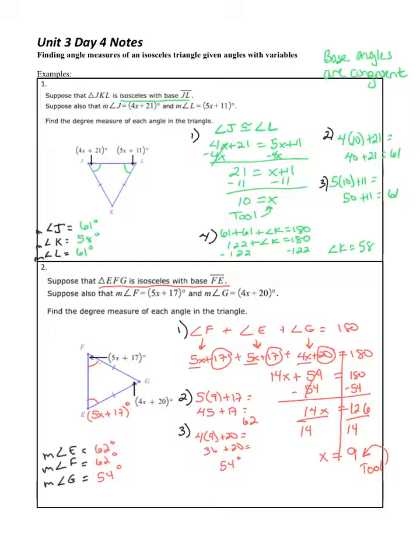Now I could have done it a different way. I could have done 62 plus 62 plus angle G equals 180. 124 plus angle G equals 180. Subtract 124 from both sides. Angle G equals 54. Either way, you're going to get the right answer. So it started off looking complicated, but it is not. Look at the picture, read the words, and mark up your picture.